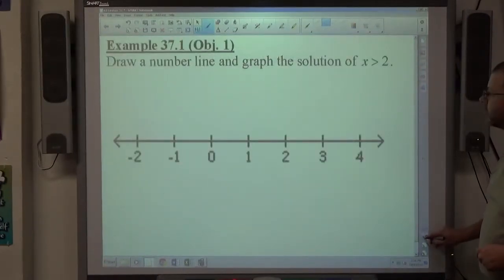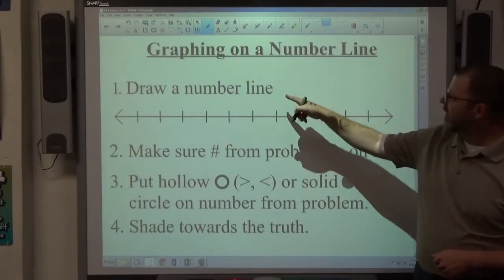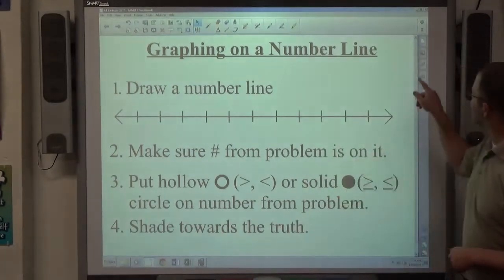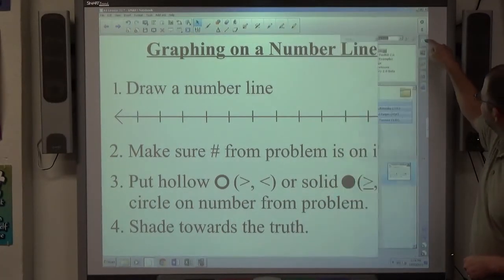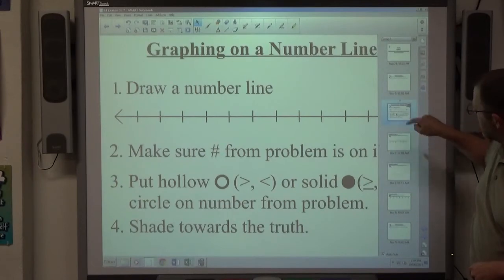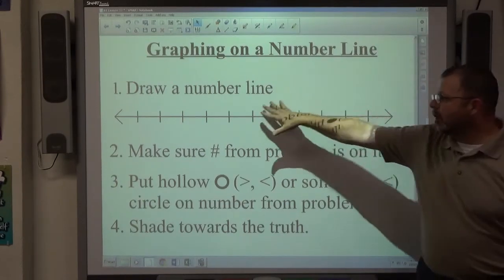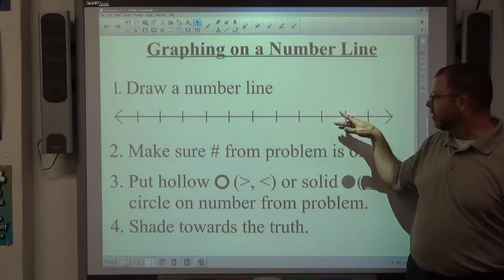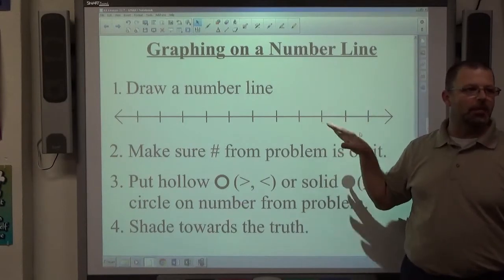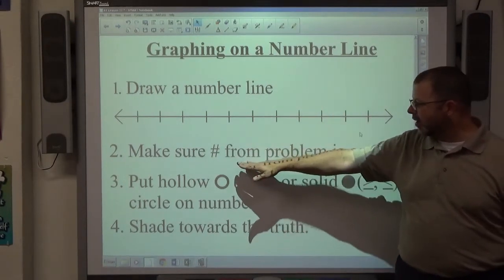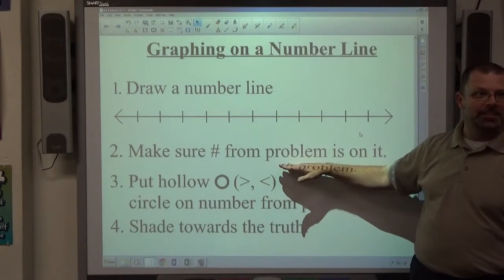Where's it at? There it is. I don't know why they're out of order. Alright, let me get this in order. Boom. Okay, so you draw the number line correctly. Notice that's what it looks like. Arrows on both ends. Every single time, arrows on both ends. There's a number from the problems on it.